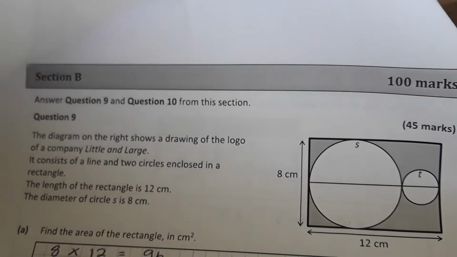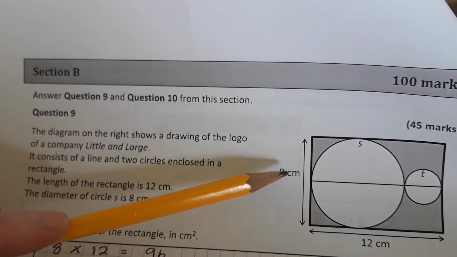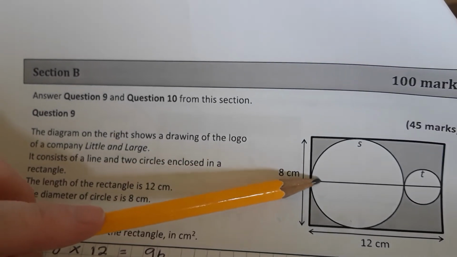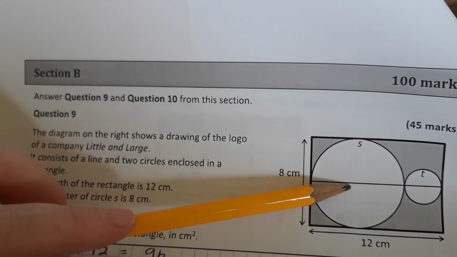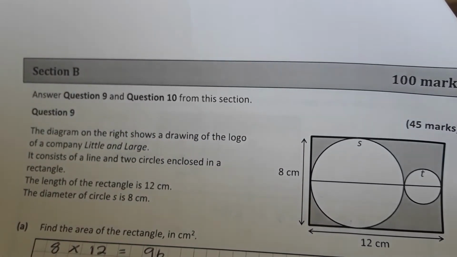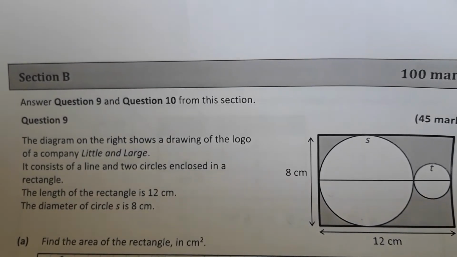You have your 12 centimeters is your length, your 8 centimeters is your height. This is your diameter of S, and it tells you that that's also 8 centimeters. Okay, so the first thing you have to do is find the area of the rectangle in centimeters squared.